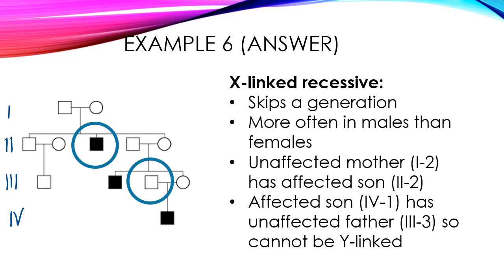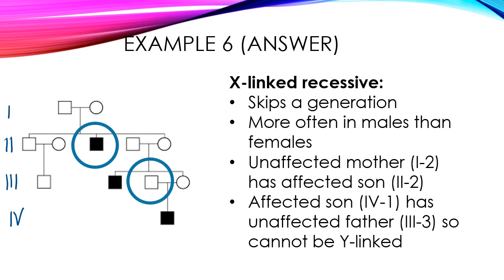Okay, the answer to number 6. So the first thing I can see is that it skips a generation. It's not present in generation 1, however it's present in generation 2. And then I can see that this couple here are unaffected, however they have an affected child. So I know it must be recessive. I can also notice that mostly males are affected, and I can't see any females affected. So it's very likely to be X-linked recessive.